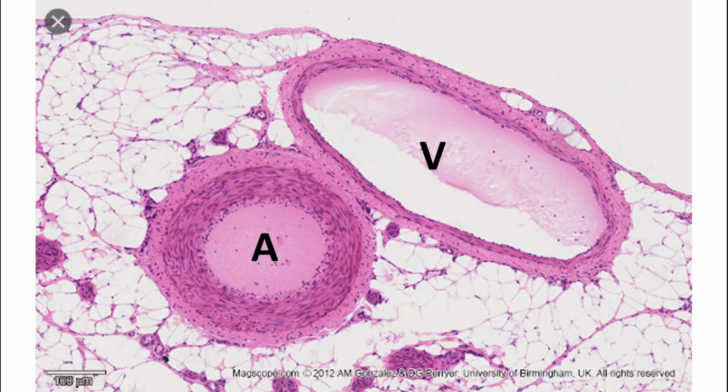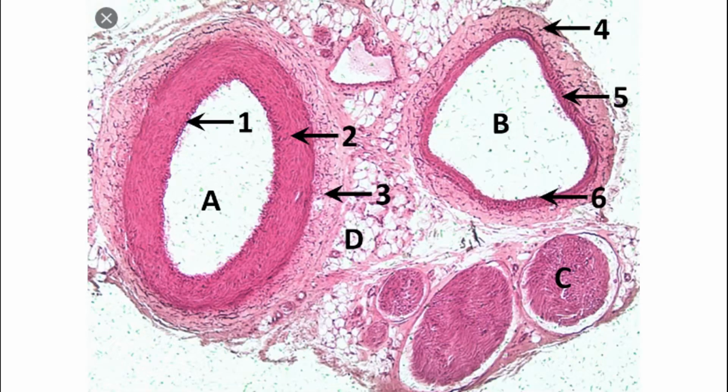Although you may say, well, I can see it is thinner, if you have a cross-section of the wall of the artery, you can see that the tunica media is the thickest. Go to the vein and compare which is thicker, the tunica media or tunica adventitia. You will find that tunica adventitia is thicker than tunica media.